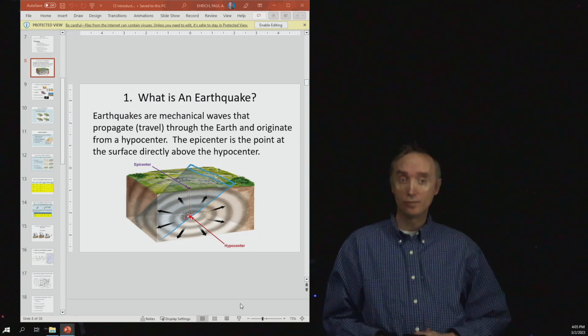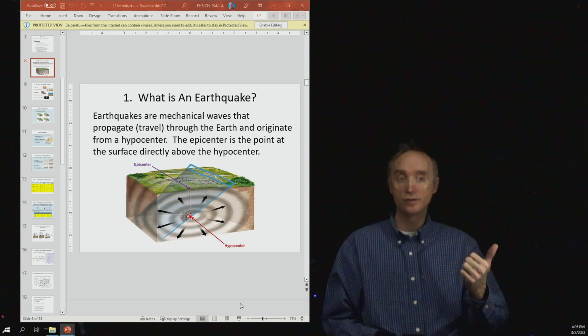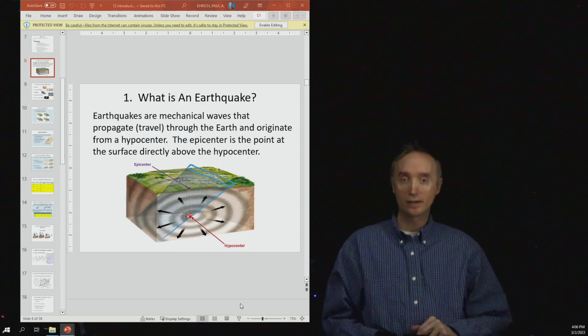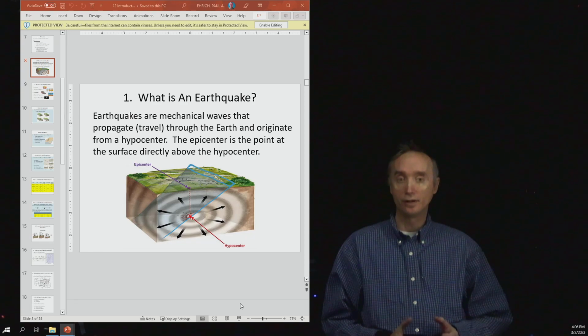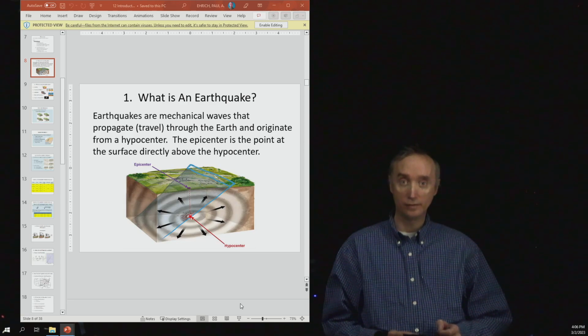Electromagnetic waves are light. You've got radio waves, visible light, X-rays, and gamma rays. All of those different forms of light from the electromagnetic spectrum are called electromagnetic waves. And those can go right through outer space, and they don't need anything to carry the wave, in contrast to mechanical waves.